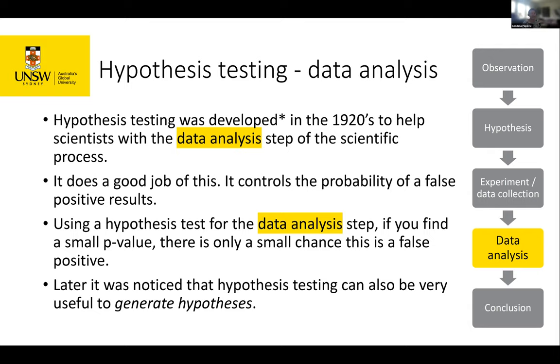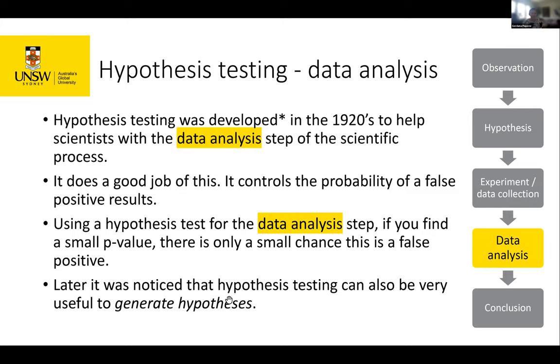However, later, more towards the time when scientists could do their own hypothesis tests using software, rather than having to write on paper and do equations and sums, it was noticed that hypothesis testing can also be very useful for the first step of the scientific process, to generate hypotheses. So it wasn't designed for this, but it can be very useful. So how does that work?